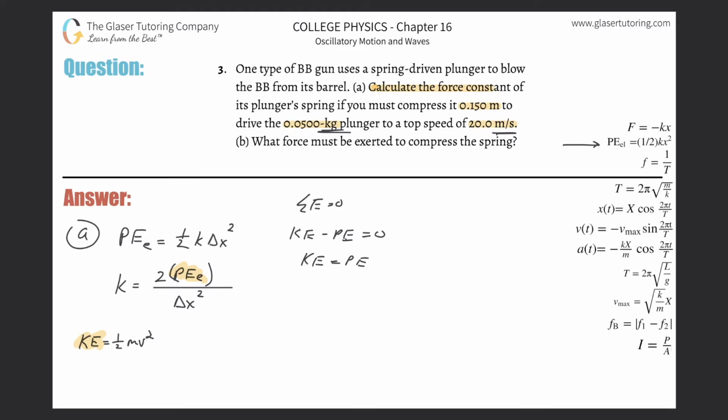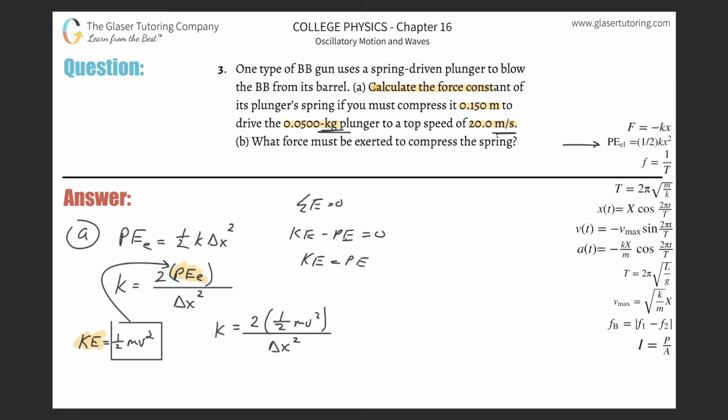All right, so I'm basically now just going to plug this in. So this is 1/2 mv squared. I can now plug that in for my potential energy. All right, now when we do that, let's write it out. So the spring constant is now going to be 2 multiplied by 1/2 mv squared, all divided by the change in displacement squared. Now you can think about it, right?